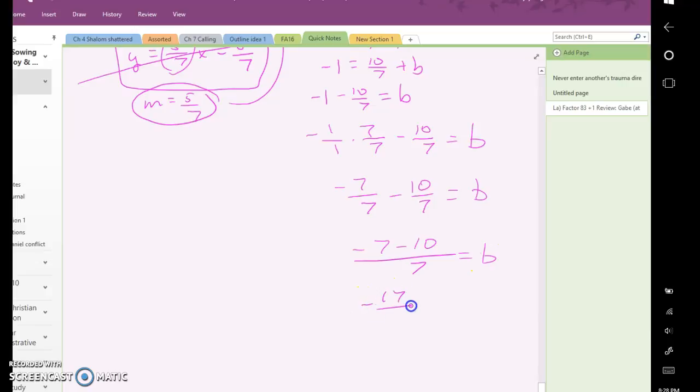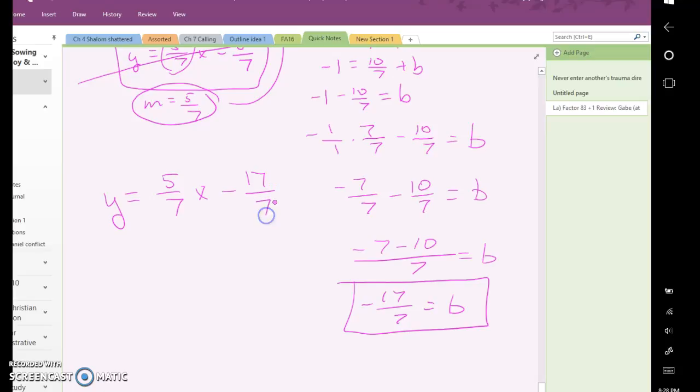So we've now found that b is -17/7, and we have m up here to be 5/7. That's all we need to write y equals 5/7 x minus 17/7. And that is the equation of a line parallel to the line that was given. And this line runs through the point that was given, which is x equals 2, y equals -1.